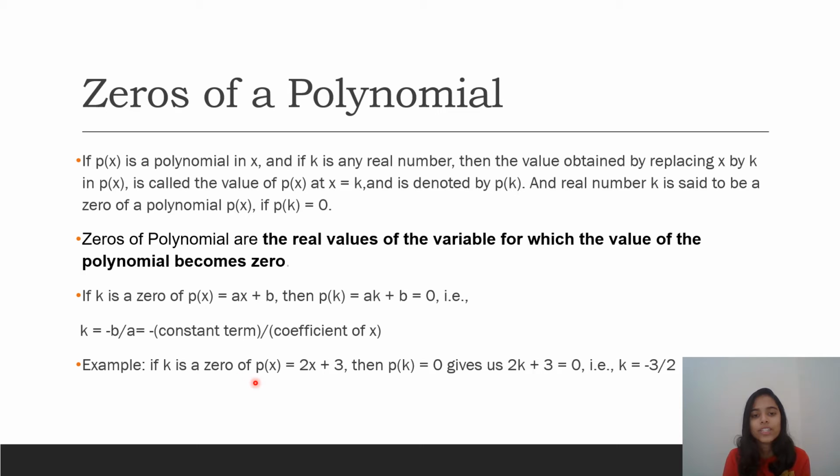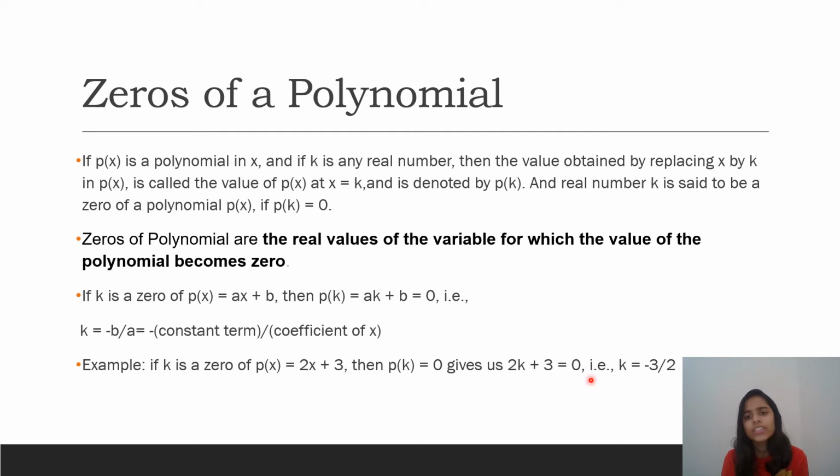There is an equation p of x is equal to 2x plus 3. Okay, now what you will do, you will replace x by some value k, and the polynomial becomes 0. That is, p of k is equal to 0. You equate it to 0. Then what we get is 2k plus 3 is equal to 0.